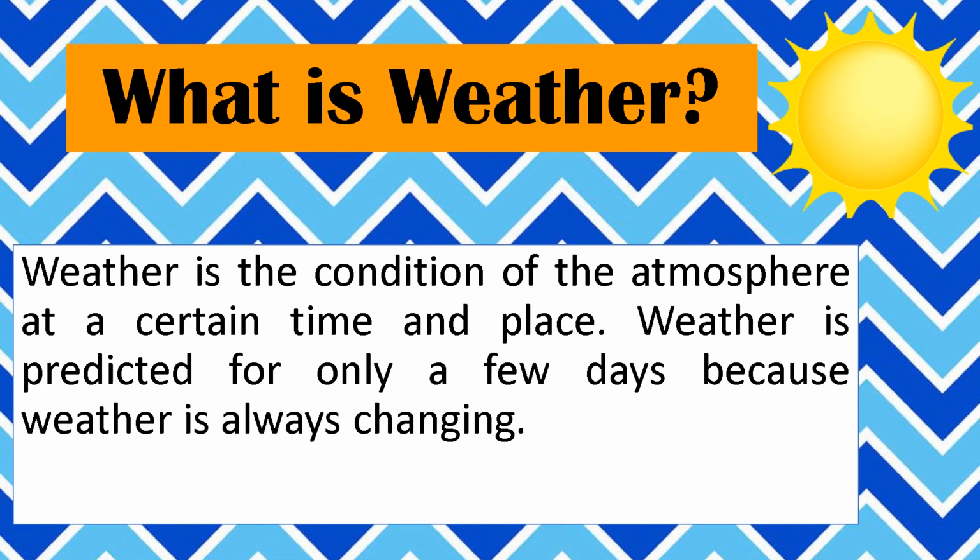What is weather? Weather is the condition of the atmosphere at a certain time and place. Weather is predicted for only a few days because weather is always changing. What's the weather like today, students? Do you think we would be able to predict the weather for the next 2 months? No, because weather is always changing.